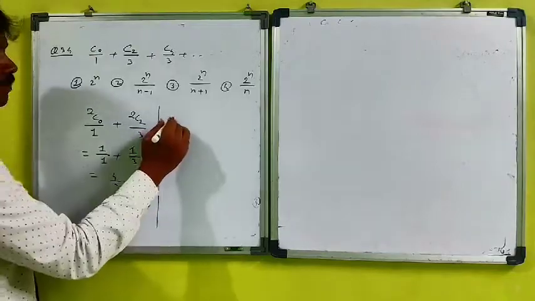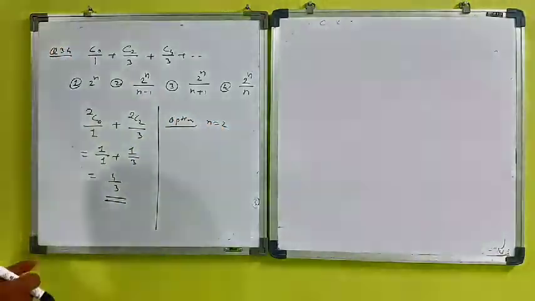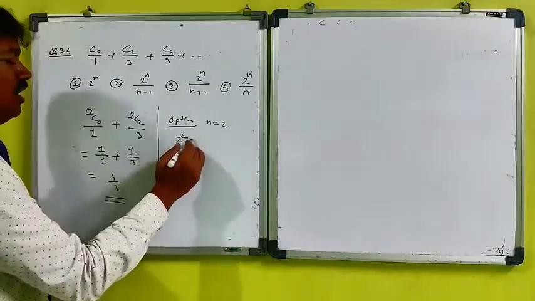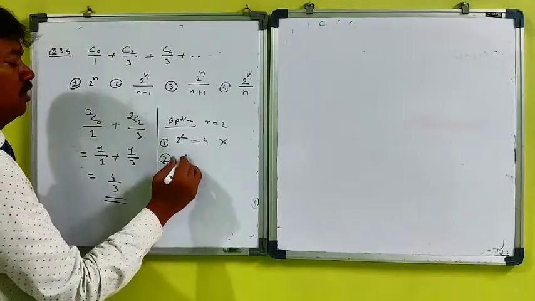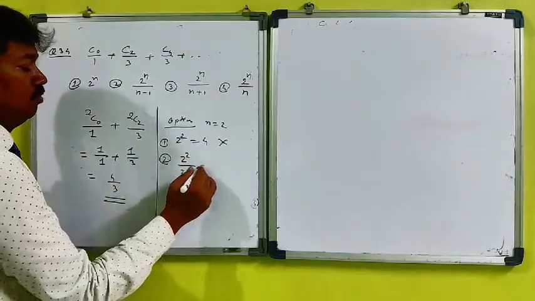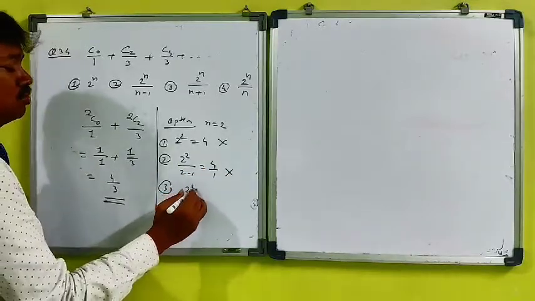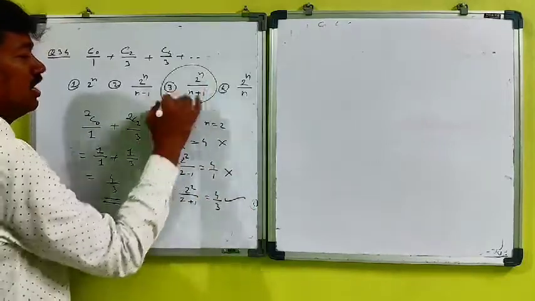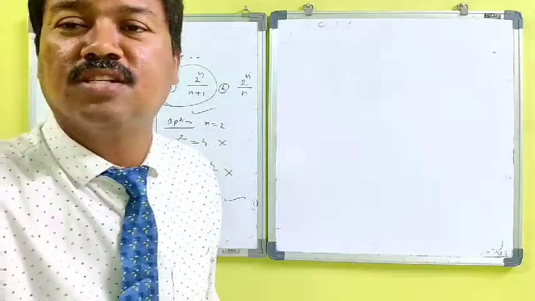So now in the options we have to put n equal to 2. Which option gives you 4 by 3? Let's check. The first one is 2 square, so it is 4. It is wrong. Second option, 2 raised to 2, 2 minus 1, 4 upon 1, which is again wrong. Third option, 2 square, 2 plus 1. Bingo! That's correct. So the answer is option 3. Easy method. That's a trick.